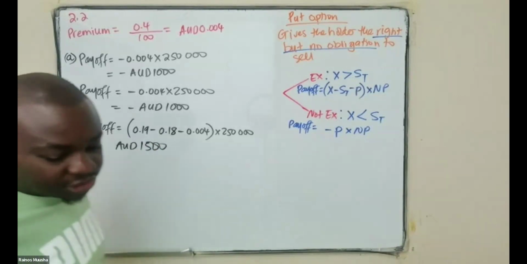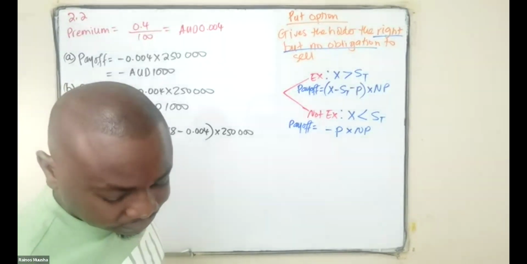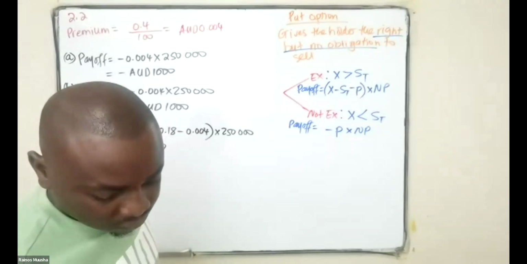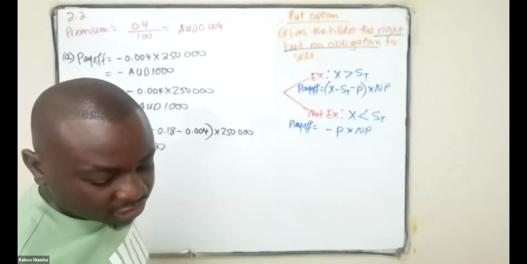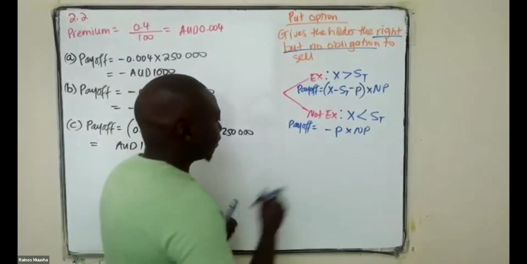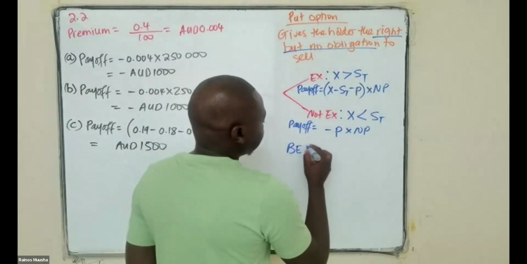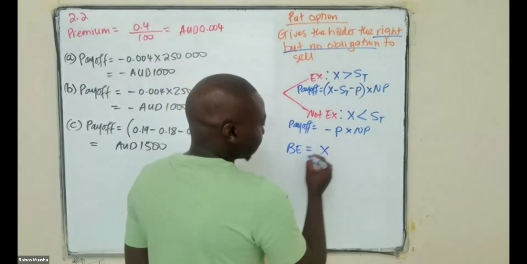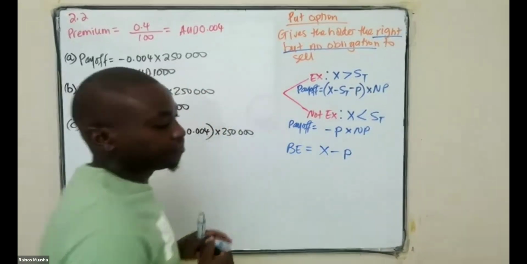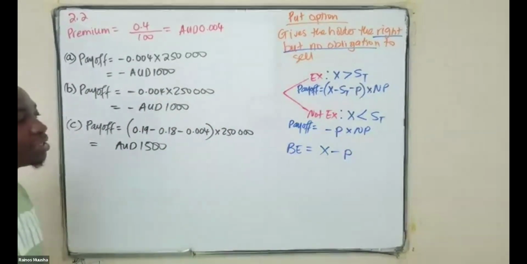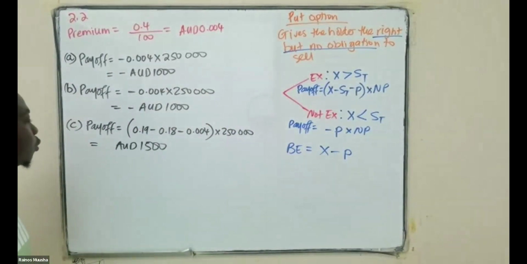The next part of the question, they say, at what exchange rate will the holder break even? So they're asking us at what exchange rate will the holder break even? To get the break-even point, the break-even point is given as the exercise price minus the put option premium.